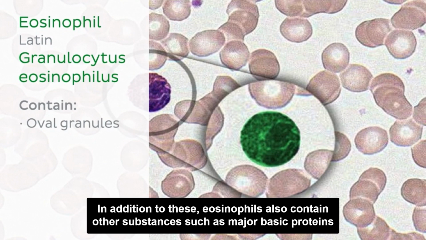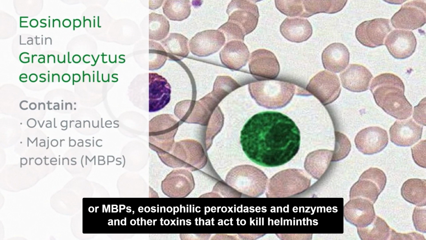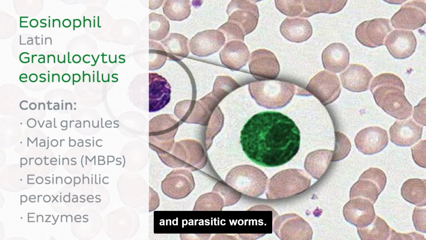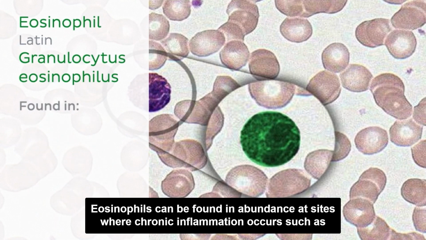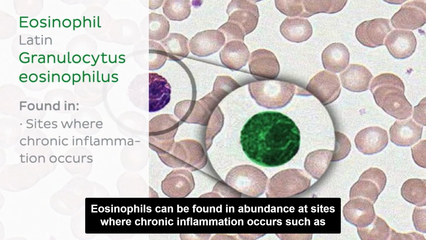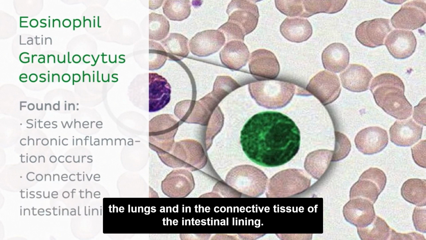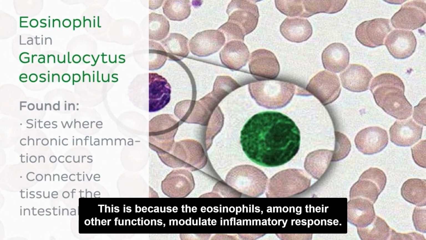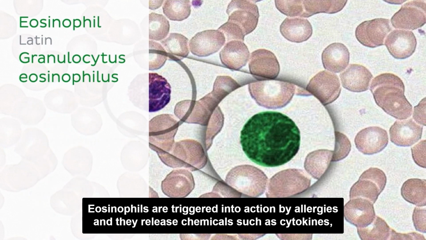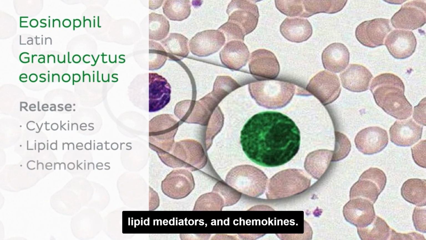In addition to these, eosinophils also contain other substances such as major basic proteins, or MBPs, eosinophilic peroxidases, enzymes, and other toxins that act to kill helminths and parasitic worms. Eosinophils can be found in abundance at sites where chronic inflammation occurs, such as the lungs and in the connective tissue of the intestinal lining. This is because eosinophils, among their other functions, modulate inflammatory response. Eosinophils are triggered into action by allergies, and they release chemicals such as cytokines, lipid mediators, and chemokines.